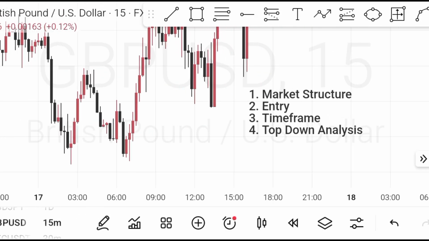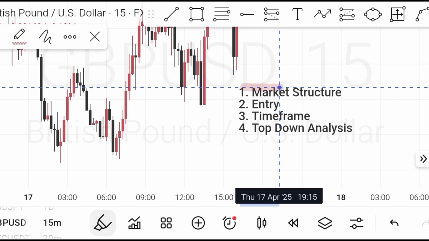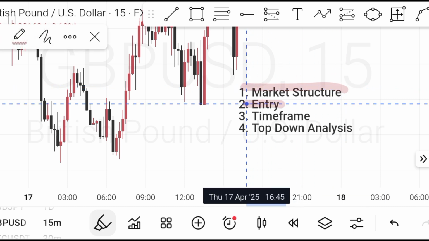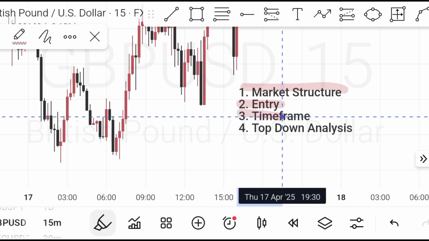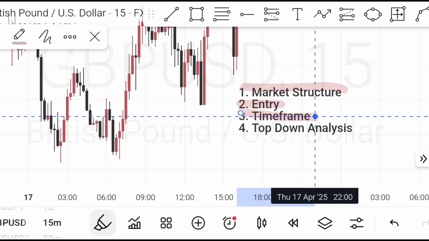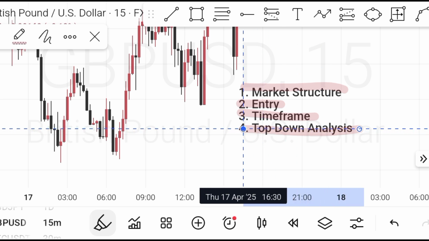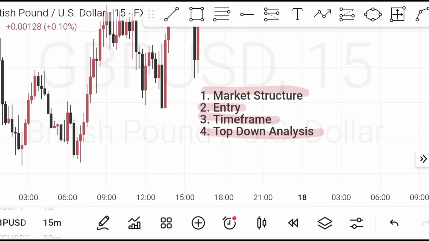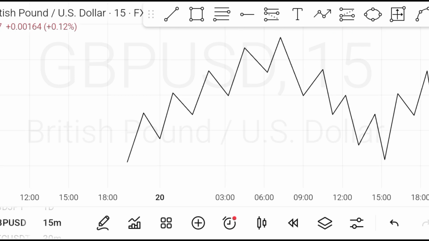So in today's video I'm going to be teaching you how to draw your market structure. I'm going to be showing you the entry which I use when trading this structure, and the time frames which I use when trading this particular strategy, and the top-down analysis on how I approach the market every single day and take trades like this, high probability setups.